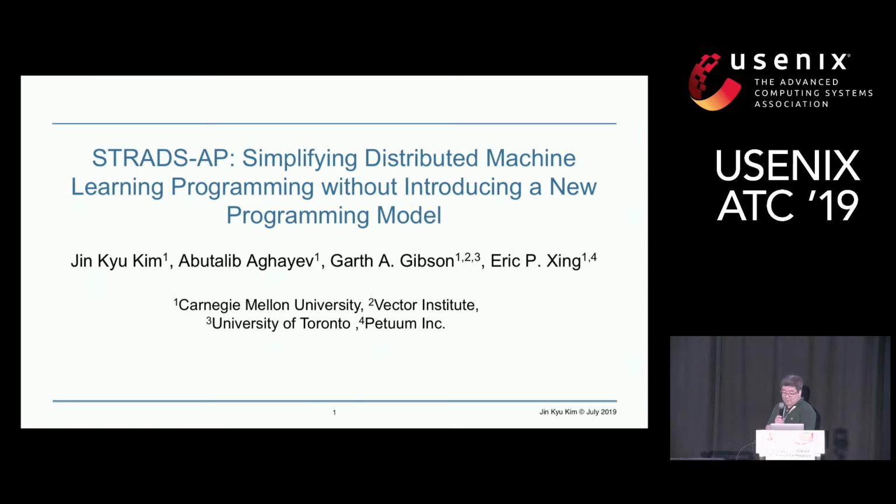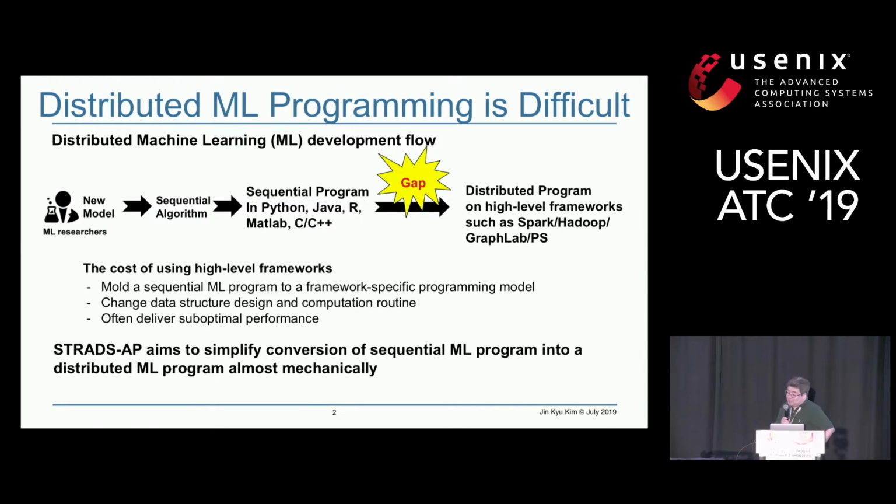Hello, everyone. Let me start. Distributed machine learning programming is a difficult task. To simplify this task, we can use high-level frameworks. But converting a sequential machine learning program into a framework program still requires substantial engineering effort. Today, I will present a new framework, Struts AP, that allows you to convert a sequential machine learning program into a distributed machine learning program almost mechanically.